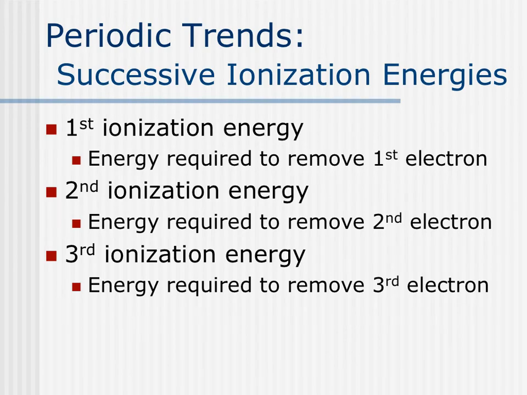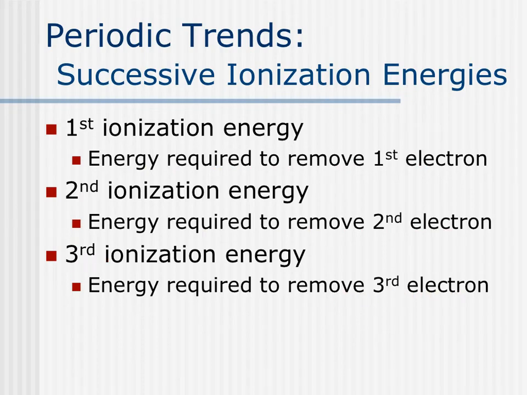Now, something that we might see this year are called successive ionization energies. Most often, we're going to be talking about the first ionization energy. This is the energy required to remove the first electron. But then there's also second, third, fourth, and it keeps going. So again, the second ionization energy is the energy required to remove the second electron. And then the third removes the third electron.